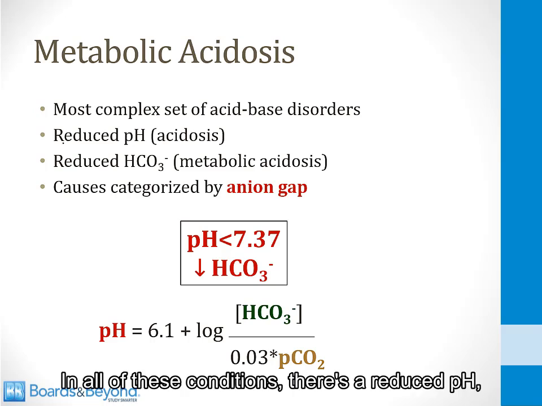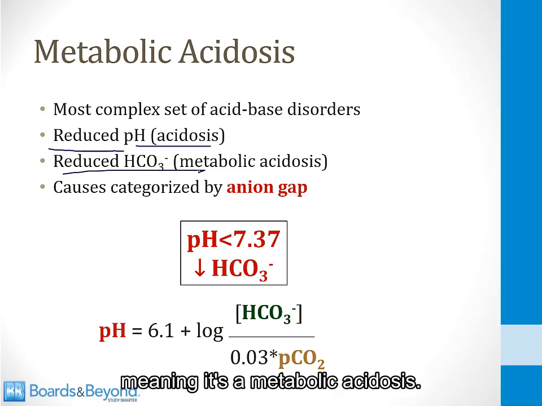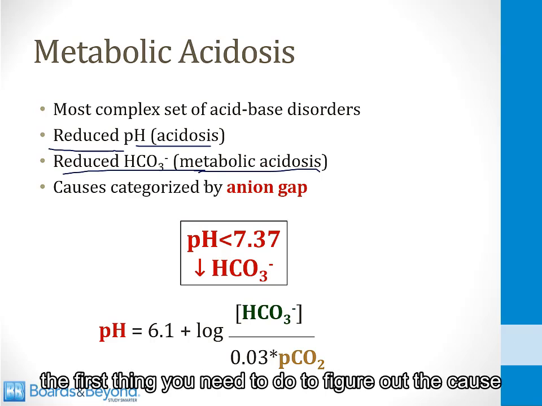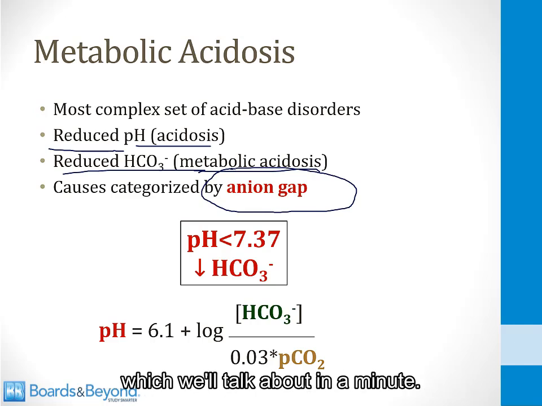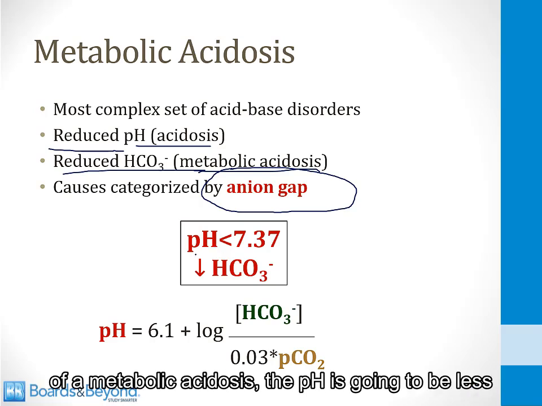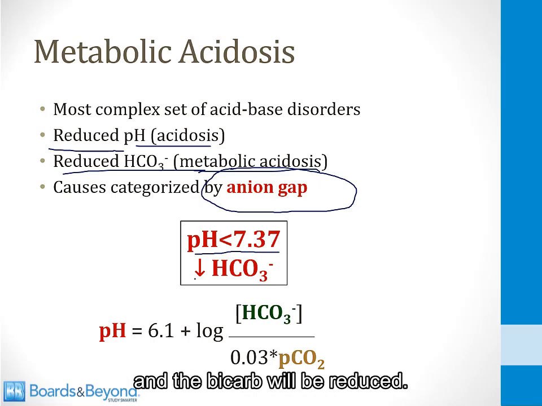In all of these conditions, there's a reduced pH, meaning there's an acidosis. There's also a reduced bicarb, meaning it's a metabolic acidosis. And then finally, in any metabolic acidosis, the first thing you need to do to figure out the cause is calculate something called the anion gap, which we'll talk about in a minute. At the bottom of this slide, I've bolded the key features of a metabolic acidosis. The pH is going to be less than 7.37. That's below the normal range, and the bicarb will be reduced.